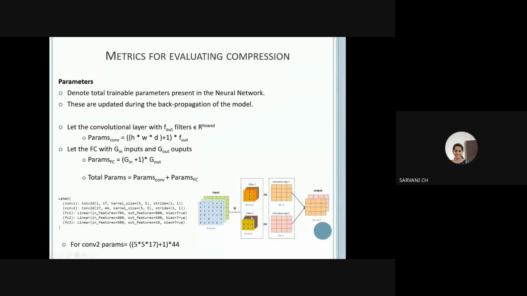For example, if we take this architecture, which I have taken from the code I am going to show now, you can see the architecture has two convolutional layers and three fully connected layers. From this representation, it means that the filter size is 5x5 and the input channels are 17, which means the depth is 17. So the filter size is 5x5x17, and there are 44 such filters in this convolutional layer. So the total number of parameters according to the formula would be this one.